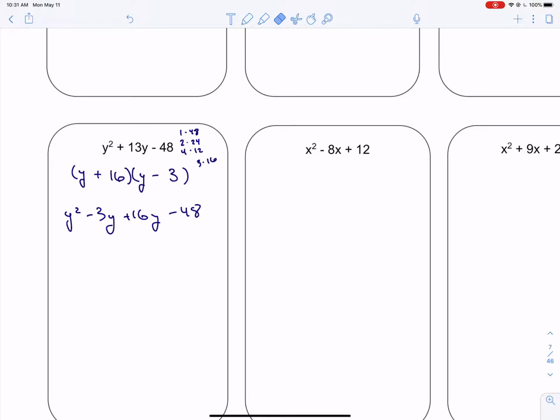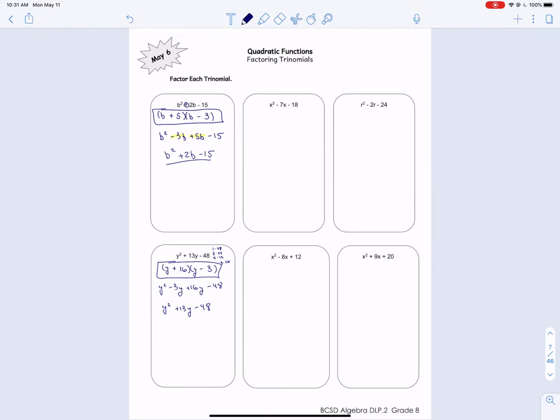So let's just make sure we have this. So we get y squared, negative 3 plus 16, that's positive 13, y minus 48. That matches the original. So that must be our correct factors.